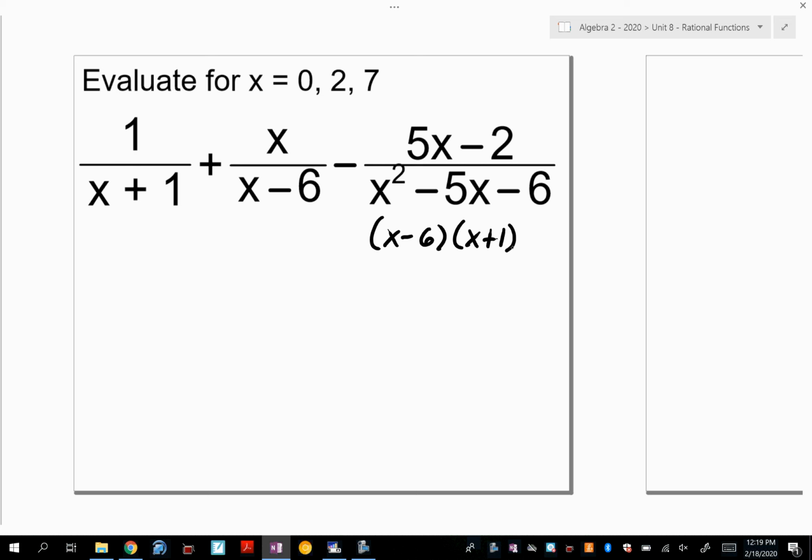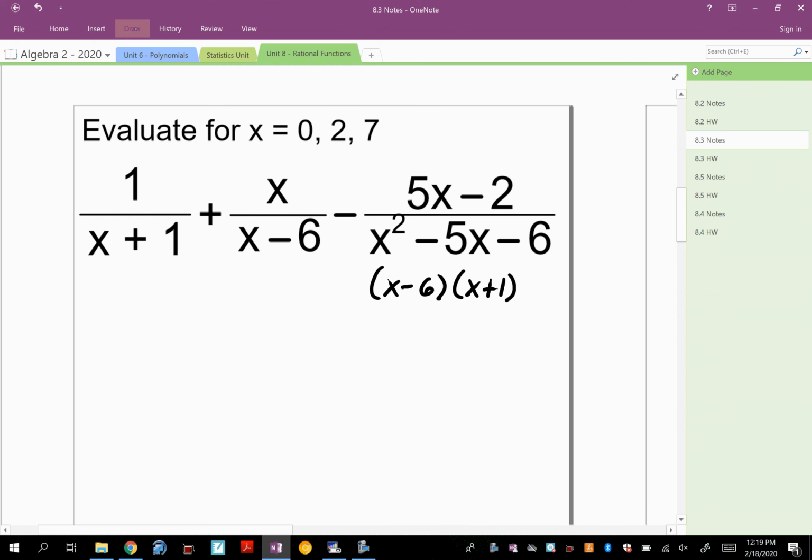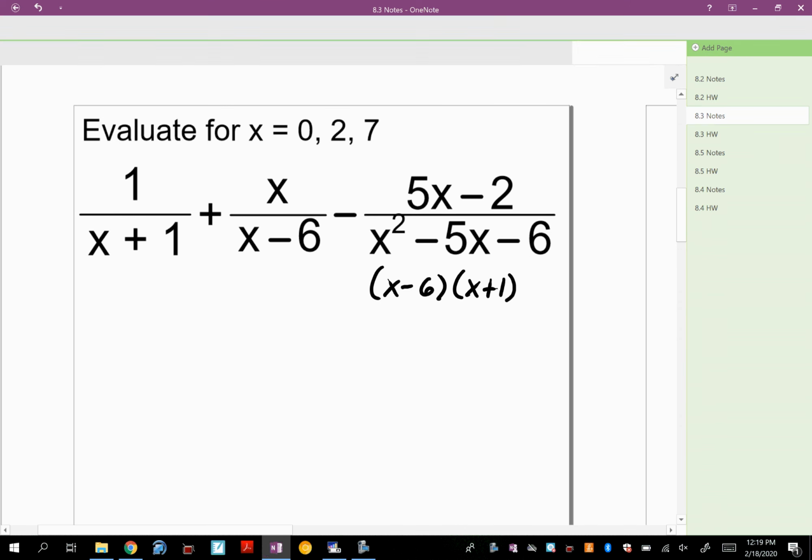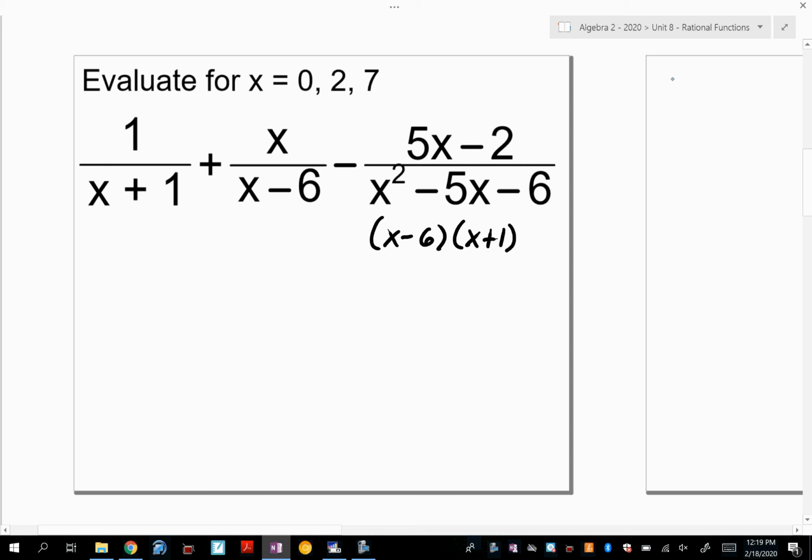So my common denominator for this problem, believe it or not, is x minus 6 times x plus 1. So what I'm going to do is multiply this first expression times x minus 6 over x minus 6. The reason is, if I multiply these in the bottom, if you look at these two in the bottom, now this looks like this denominator.